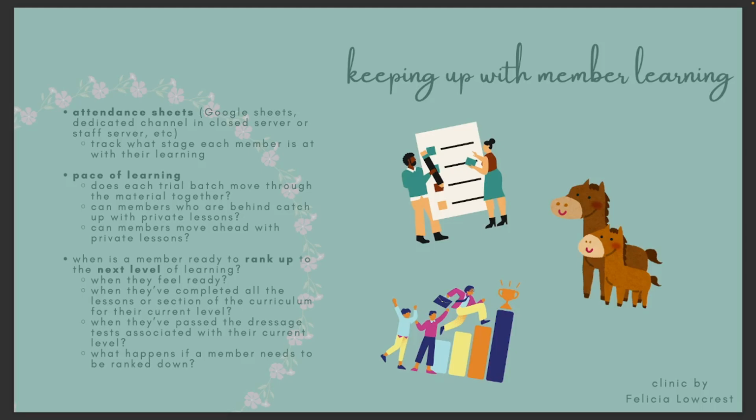You can not only use this to track attendance, so for example, if you have an attendance requirement of 2 practices per week or more, maybe when you're learning a competition routine, you can keep track of how many people are showing up, but you can also track what stage each member is at with their learning. So for example, if they need to learn this set amount of lessons before they can rank up or before they're eligible to test.